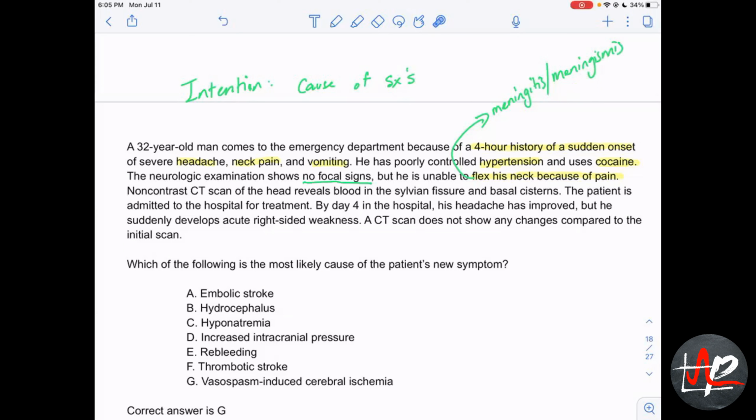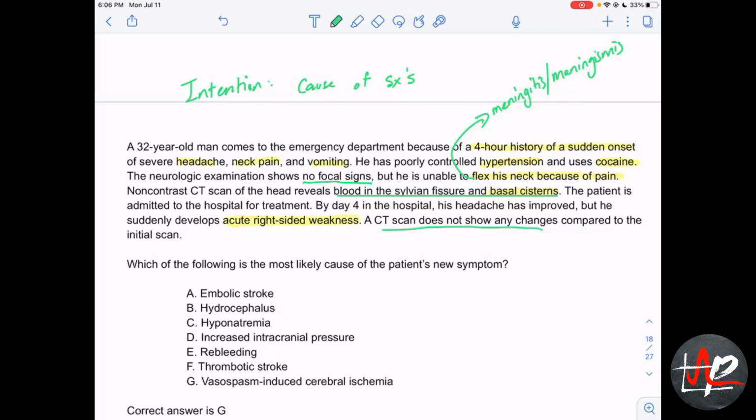So a non-con CT scan of the head reveals blood in the sylvian fissure and the basal cisterns. All right, so there's blood in the sylvian fissure and basal cisterns. So you already should know what the diagnosis is based upon these CT head findings. I'll tell you in a minute, but any time that you see blood in the basal cisterns, that's a dead giveaway on the question. The patient is admitted to the hospital for treatment. By day 4, his headache has improved, but he suddenly develops acute right-sided weakness. So he's now got a new issue. A CT scan does not show any changes compared to the initial scan.